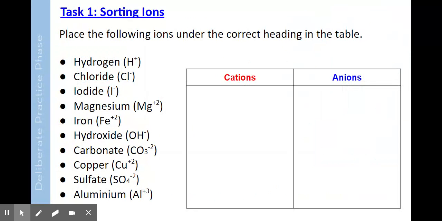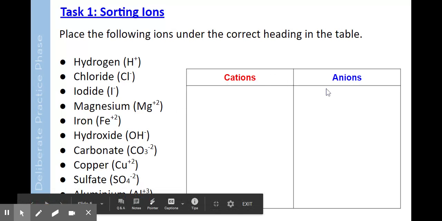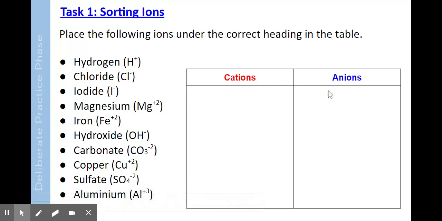So task 1, sorting ions. Place the following ions under the correct heading in your table. So on your student worksheet, you need to type out these ions under the correct heading. Are they cations? Are they anions? Okay, pause this lesson video, come back to green pen your work.